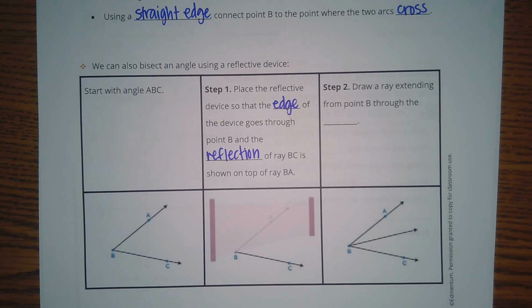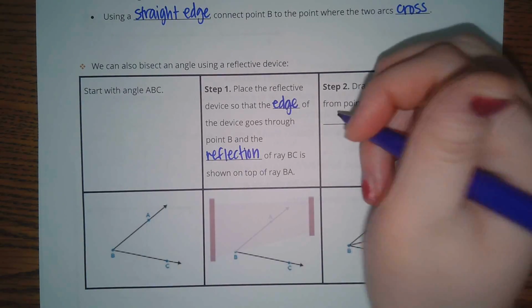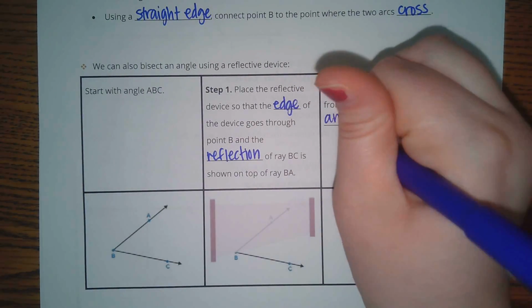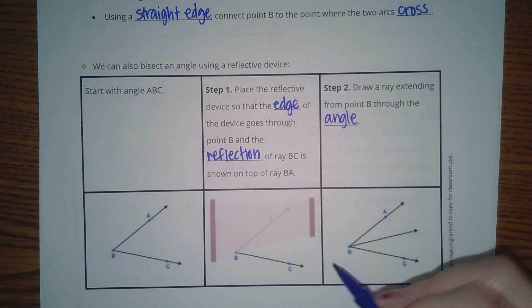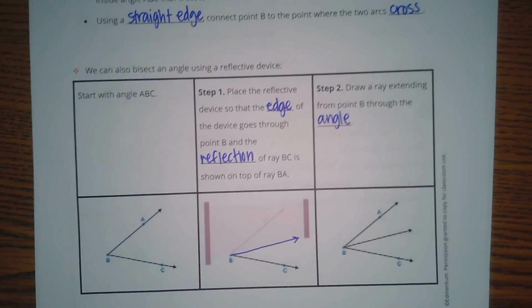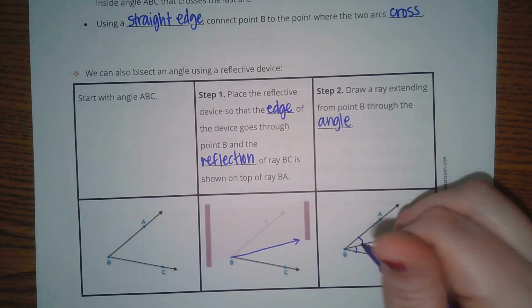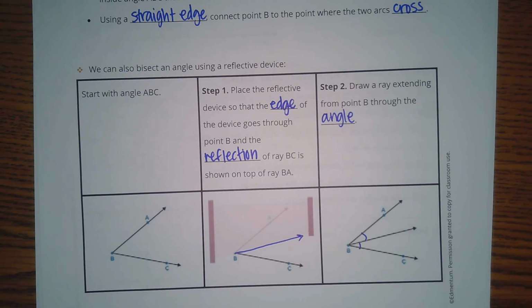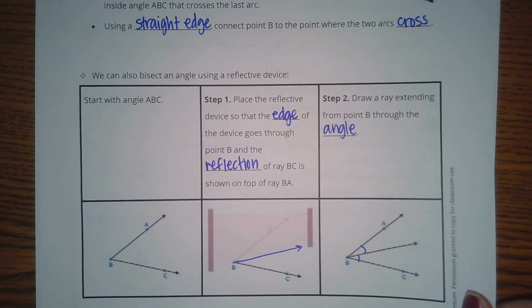Now we draw a ray extending from point B through the angle. So we kind of draw it along this reflective device. And then we have this here where these two angles are congruent to one another, and we're bisecting that whole big angle ABC into two nice little even pieces.